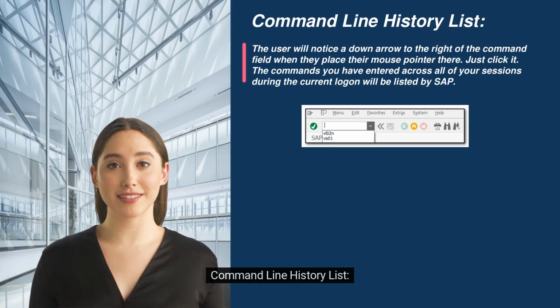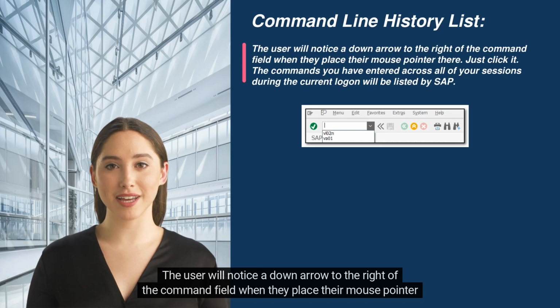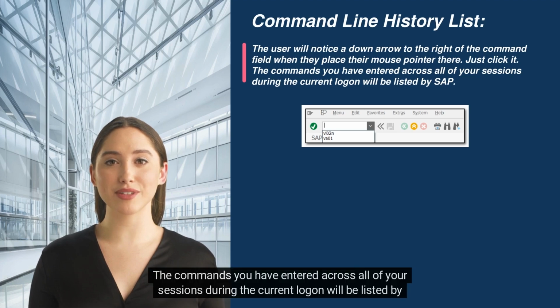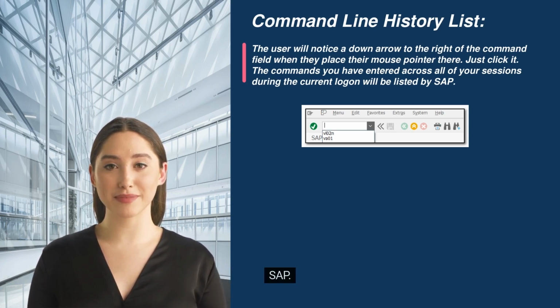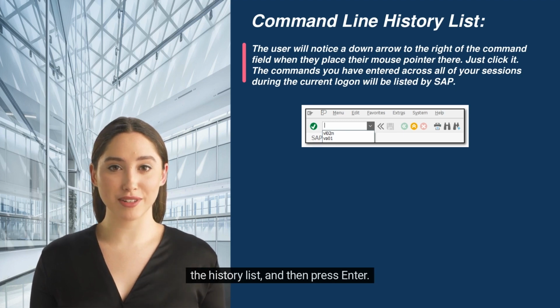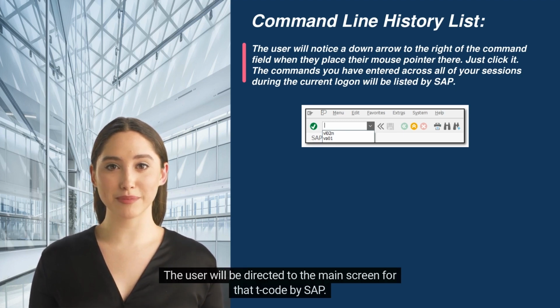Command line history list. The user will notice a down arrow to the right of the command field when they place their mouse pointer there. Just click it. The commands you have entered across all of your sessions during the current logon will be listed by SAP. If you frequently use the same commands during a session, simply click the down arrow, choose the command from the history list, and then press Enter. The user will be directed to the main screen for that T-code by SAP.